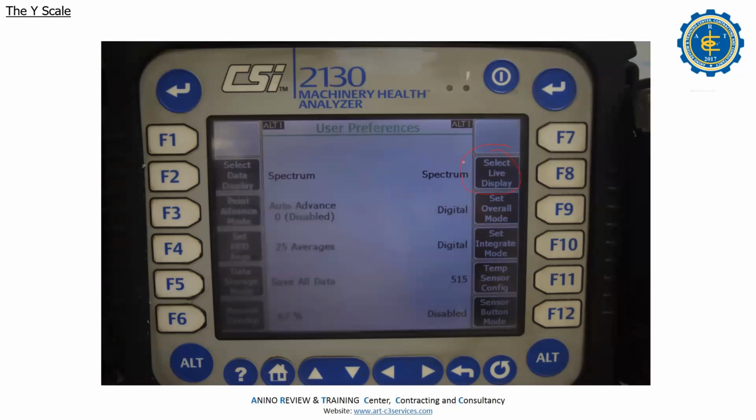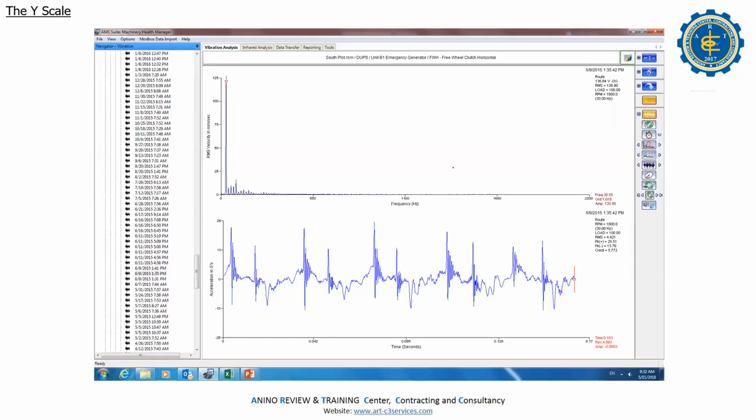So this one, we have live display. This is very important when there's a problem at the site, then we have to go to live display, then we have to analyze if we shut down or not. So this one, I have many captures with this high vibration.